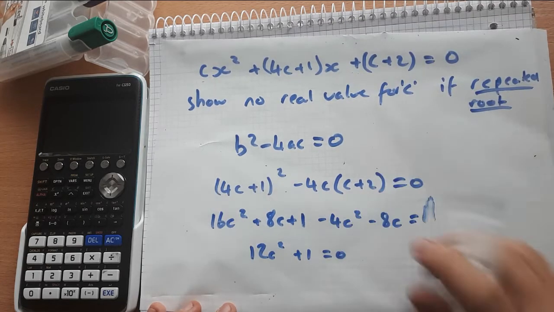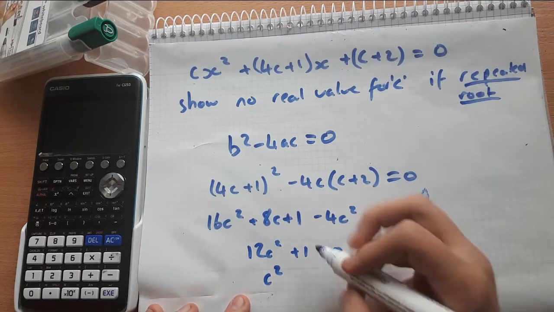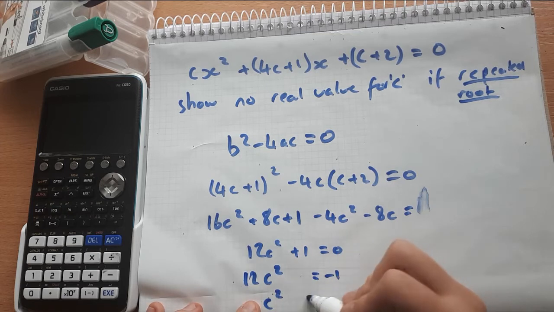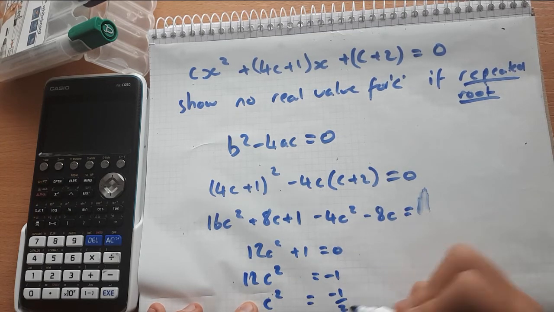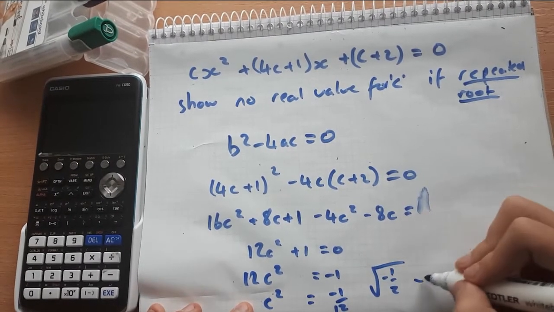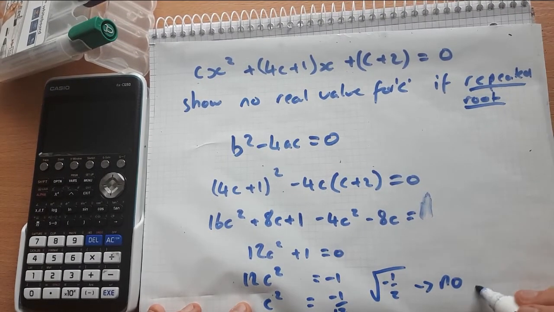Then we get 12c squared equals minus 1, c squared equals minus a 12th, and obviously you cannot take the square root of a negative. No real solution.